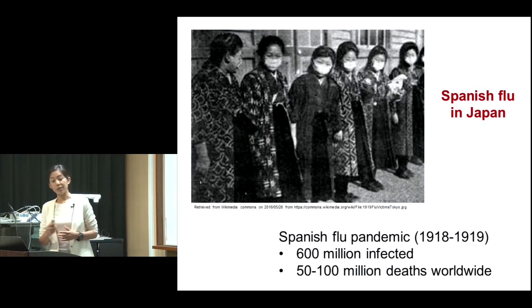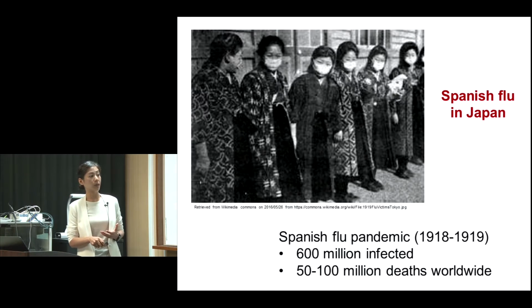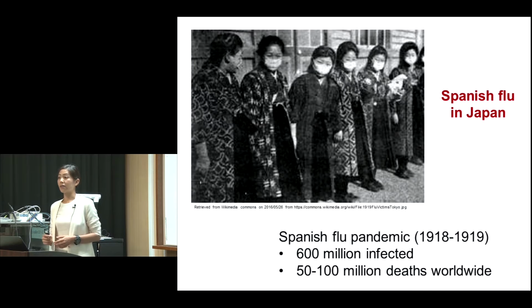So it was estimated that the flu infected more than 600 million people and caused 50 to 100 million deaths worldwide. The flu itself killed more than the World War. And official records in Japan show that the death toll due to Spanish flu was approximately 250,000 people who have died due to the disease.